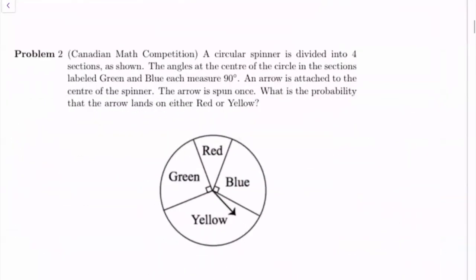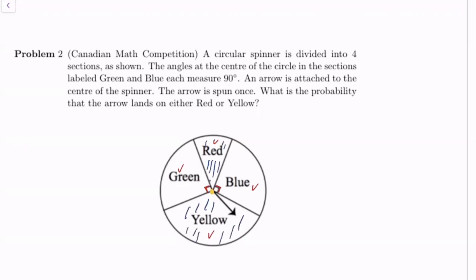Question number two: a circular spinner is divided into 4 sections as shown here. So this is green, red, blue, and yellow. The angles at the center of the circle in the sections labeled green and blue each measure 90 degrees. So this is 90 degrees, this is 90 degrees. An arrow is attached to the center of the spinner, and the arrow is spun once. What is the probability that the arrow lands on either red or yellow? Okay, so these two are the regions that we are looking for, so we're looking for the probability that the arrow is on either red or yellow.